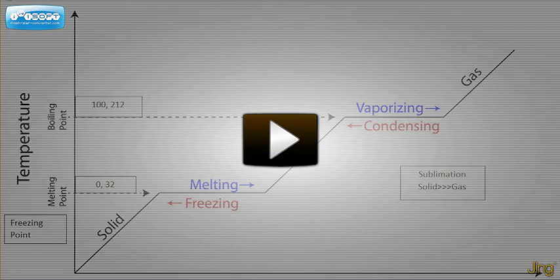Then as you continue to go down, the temperature is going down, and you get to that point where a liquid starts to freeze, and then you have the red freezing, and then as you continue to go below 0 and 32, it turns into a solid.